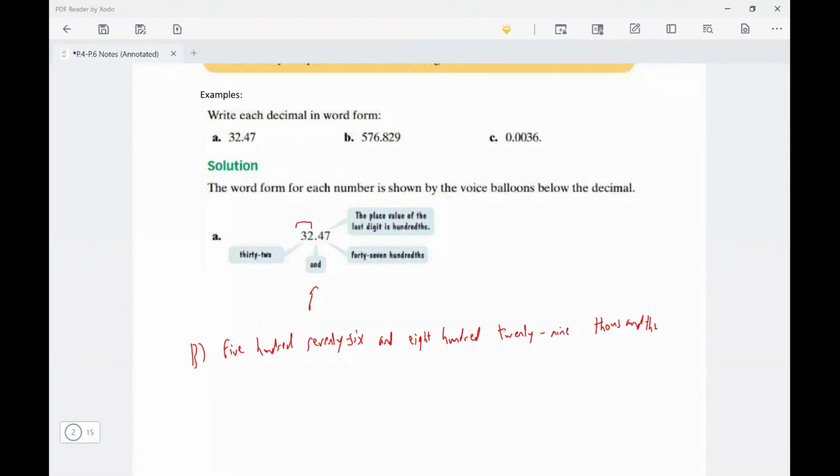Okay, and then part C, notice that we actually don't have any whole number, right? It's just 0, so we don't have to write that. So what we're going to do instead is just write what the decimal part is. It looks like we have 36 to the right of the decimal point, so we say 36. And then we have to know what place value that is, right? The 4th one out is going to be 10 thousandths. So we have 36 ten thousandths.